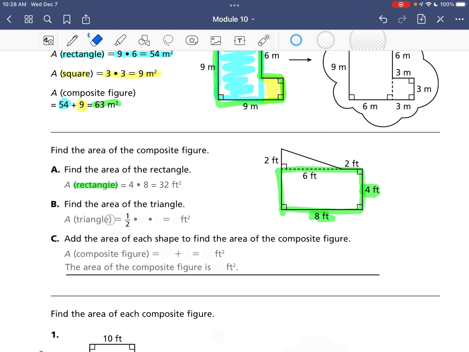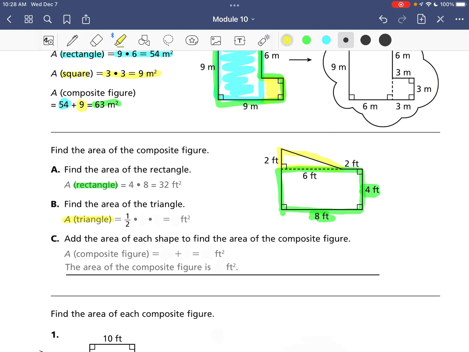And then we have the area of a triangle. So we have that top part hanging out there. And the area formula for a triangle is 1/2 base times height. Now, when you're looking at these problems, be very careful to know what you're talking about. So we got lots of numbers going on right here.